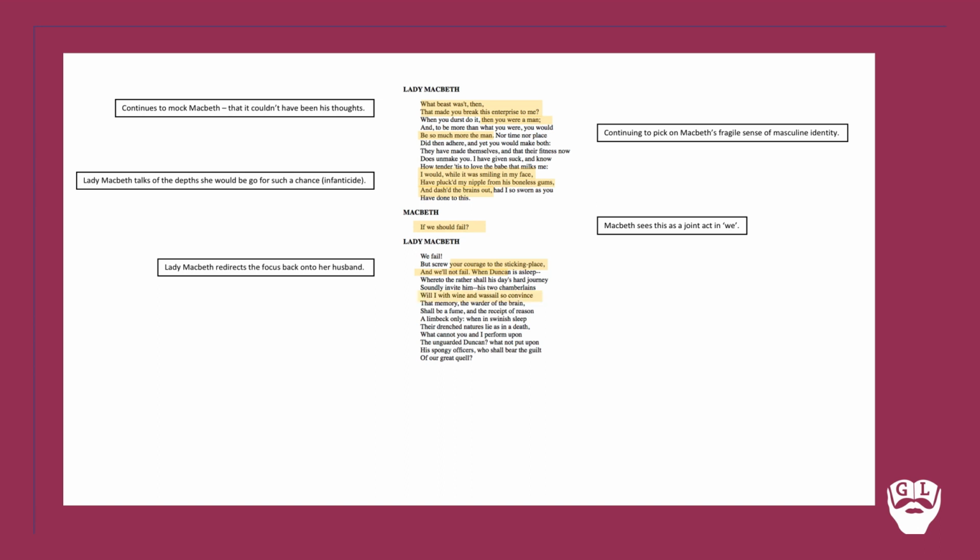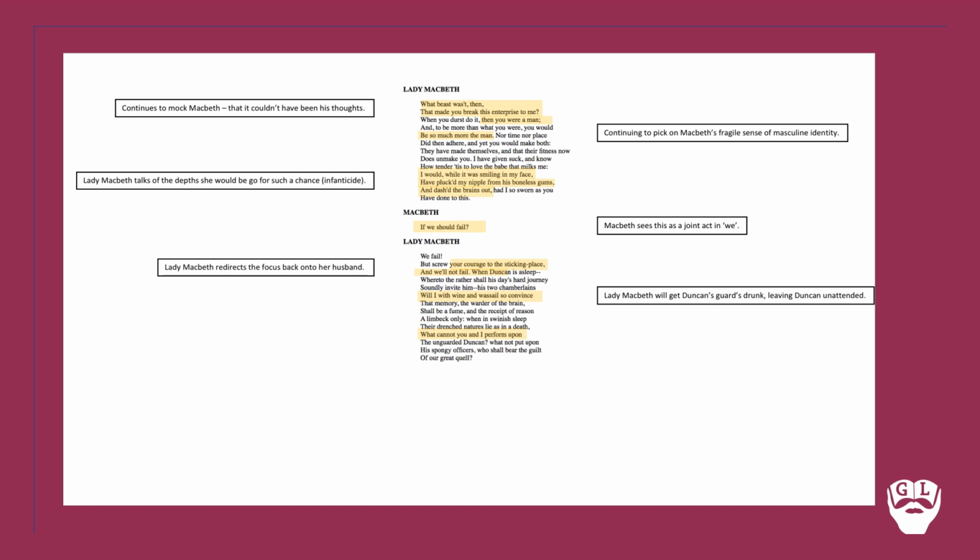She says, "When Duncan is asleep, will I with wine and wassail so convince?" She is going to get the guards drunk so that they will be out of their minds. They'll be asleep, leaving Duncan unattended. She then says, "What cannot you and I perform upon your guard of Duncan?"